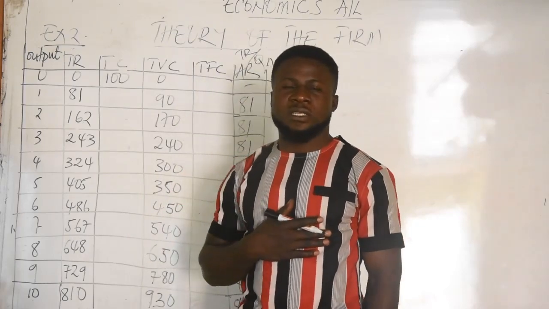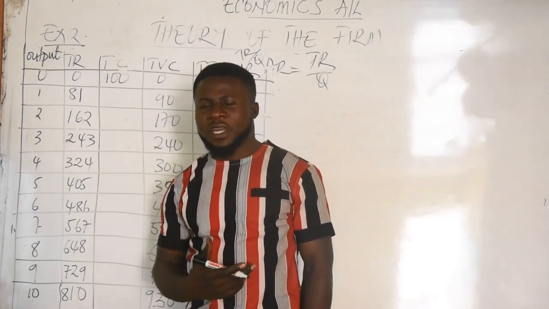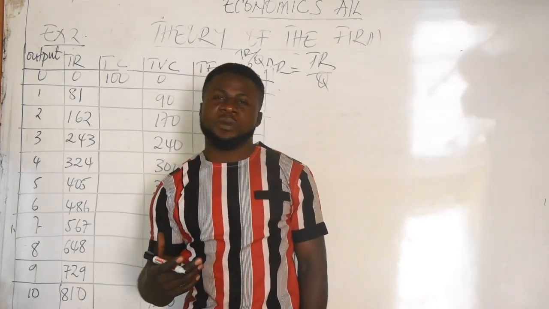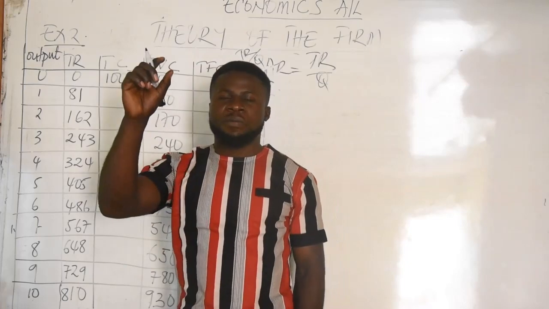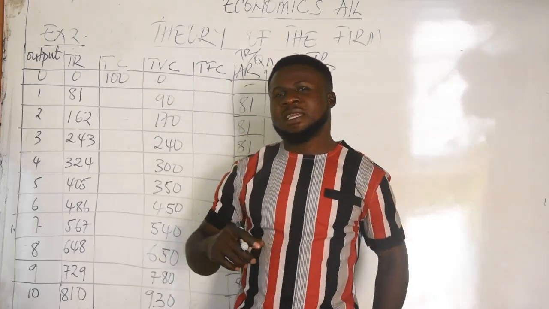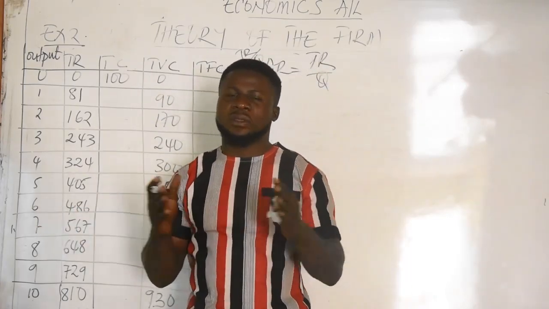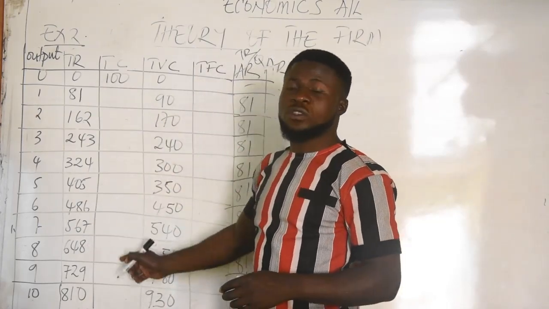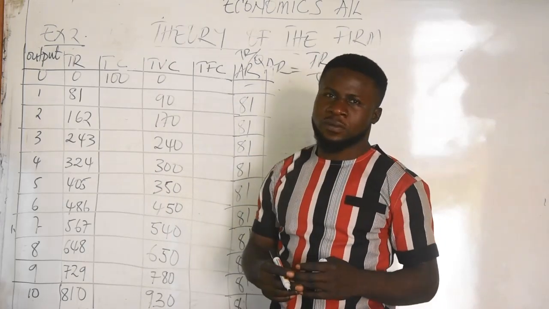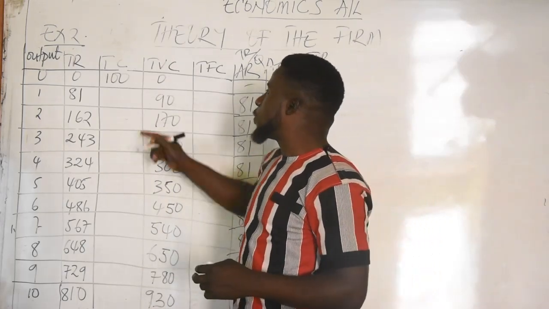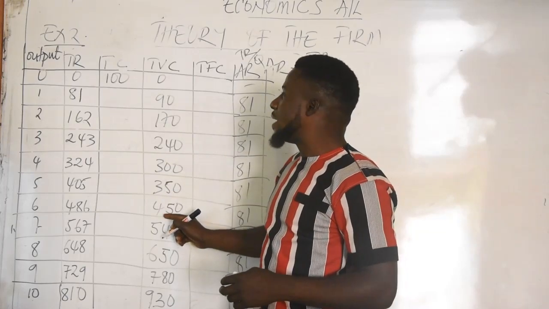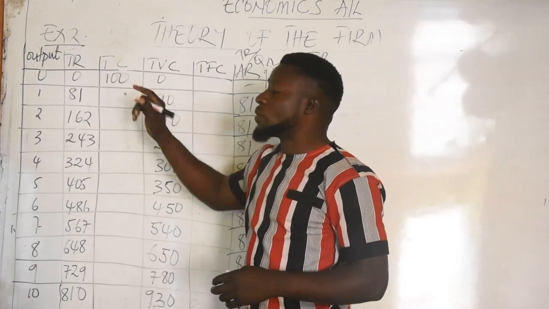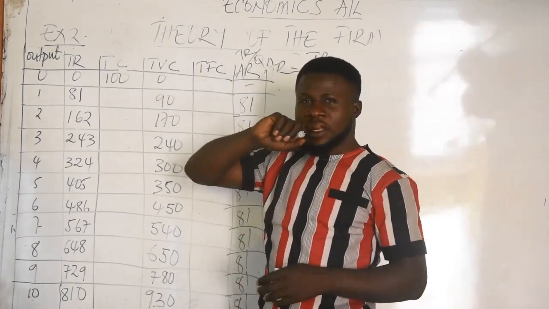Question number 2 says, at what output level will profits be maximized? To know the output level at which profits will be maximized, we need to look for profit. We need to calculate profit by taking the difference between total revenue and total cost. We already have our total revenue here, yet we do not have the values of total cost. But we can get total cost because we have total variable cost, and when we sum total variable cost and total fixed cost, it gives us our total cost. But we do not have the values of total fixed cost.